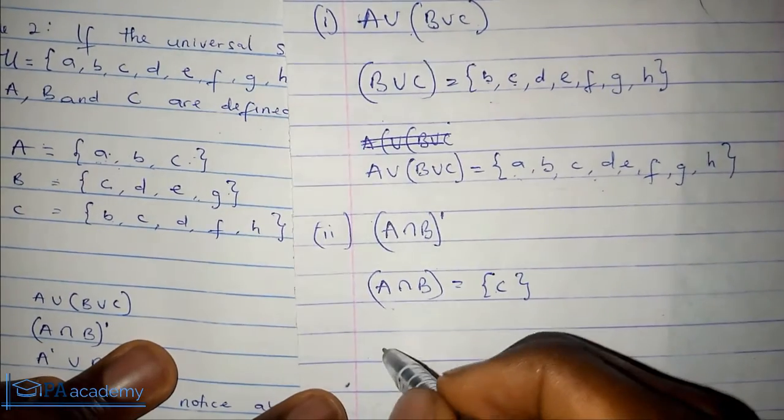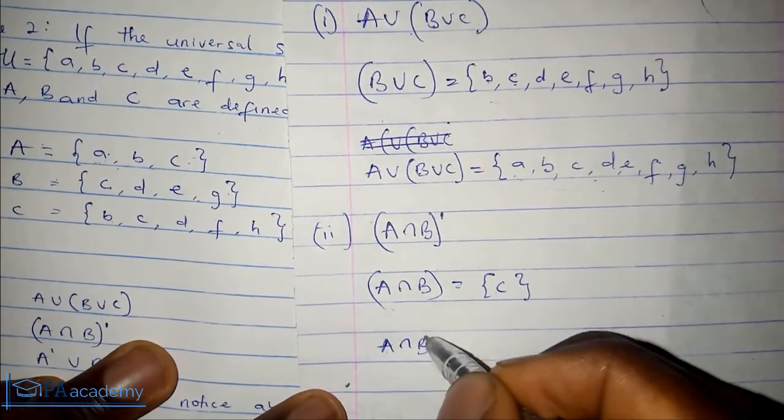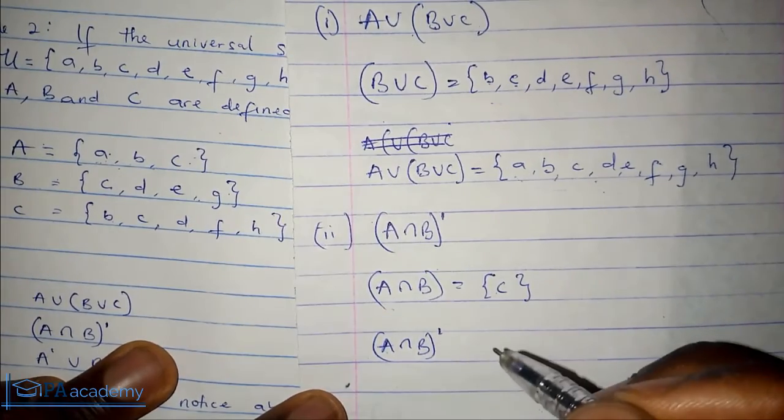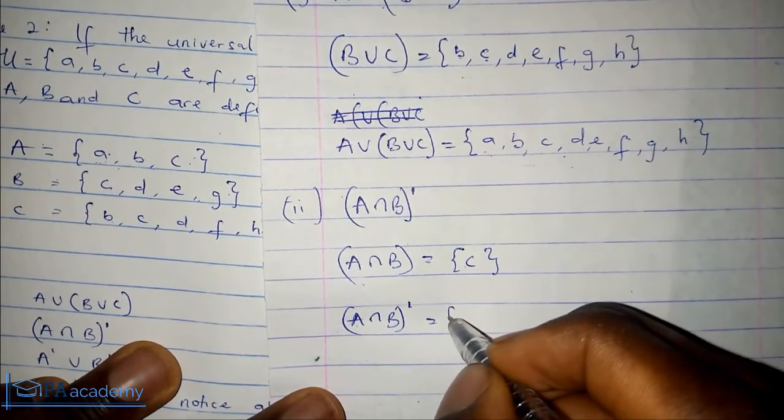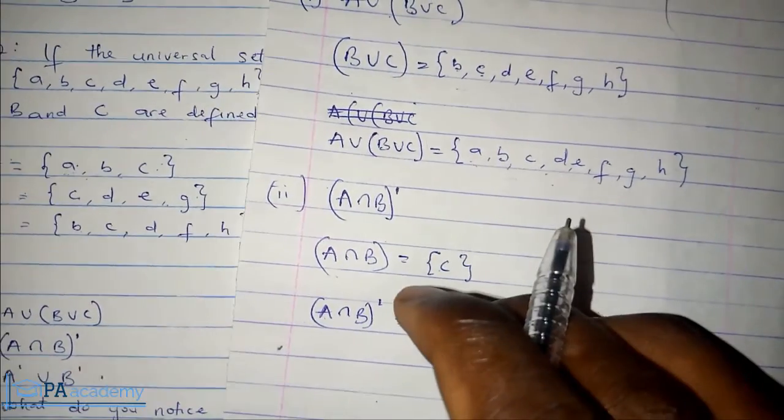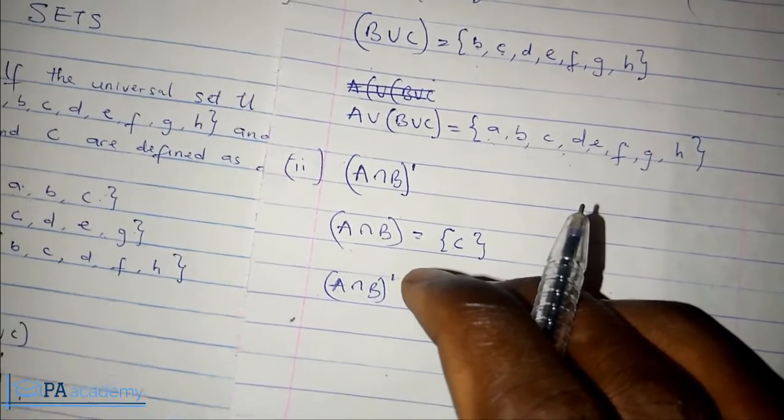So now the next thing is A intersection B prime. For A intersection B prime, we are now going to be looking at the elements in the universal set.